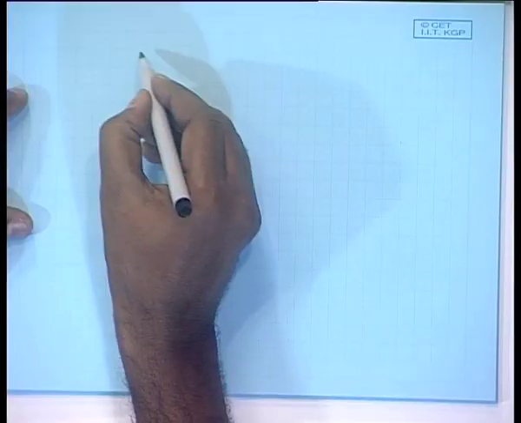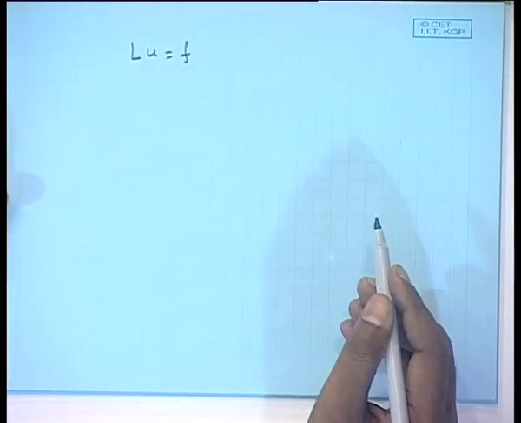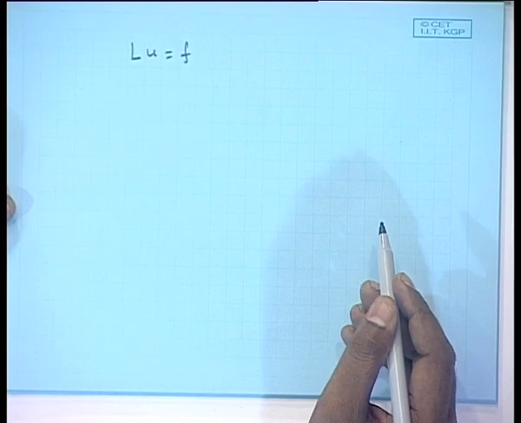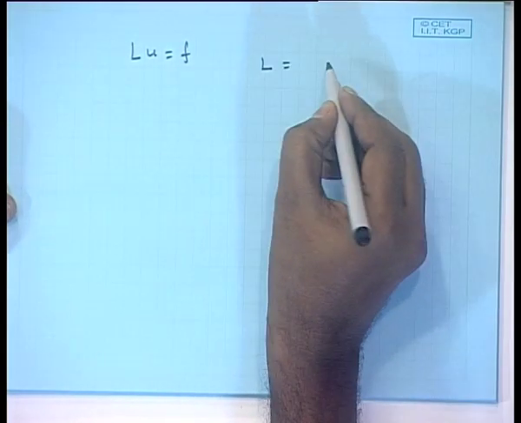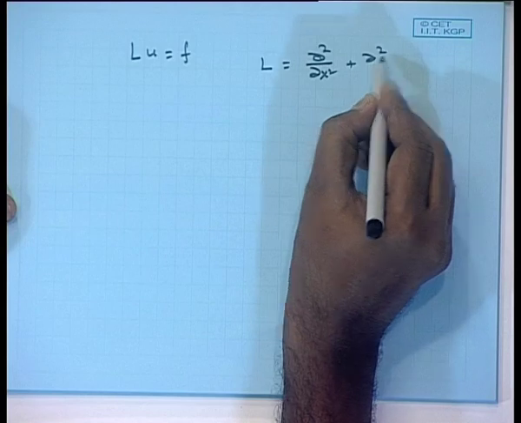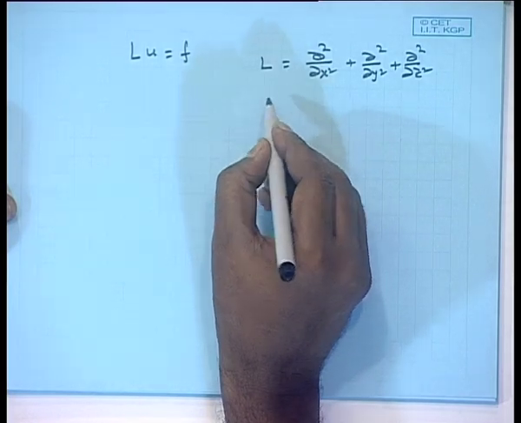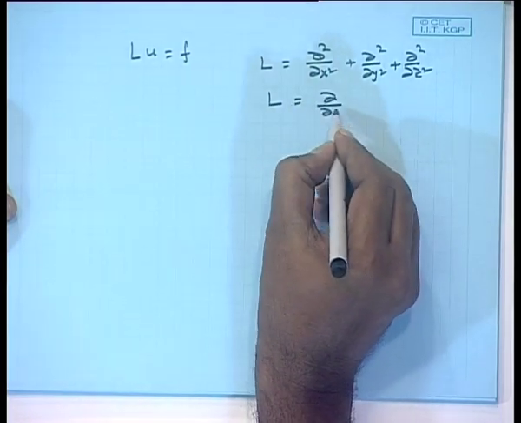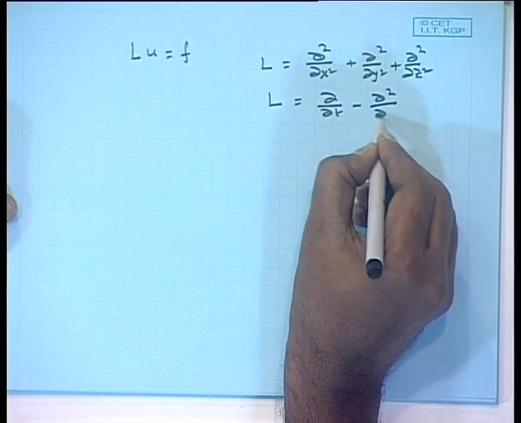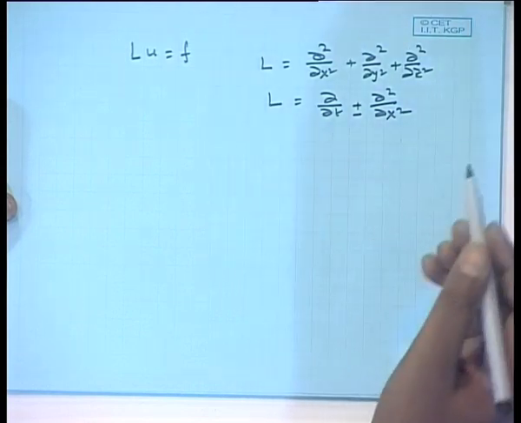That unit impulse is represented by the Dirac delta function. So, given a problem like, let us say, L u is equal to f, where f is a function of space, say x, y, z, as well as time, and L is an operator. It may be a Laplacian operator in the case of steady state, like del square del x square plus del square del y square plus del square del z square. It may be a parabolic operator like del del t minus del square del x square, or plus or minus. It does not matter, it depends on the problem, whatever the operator may be.